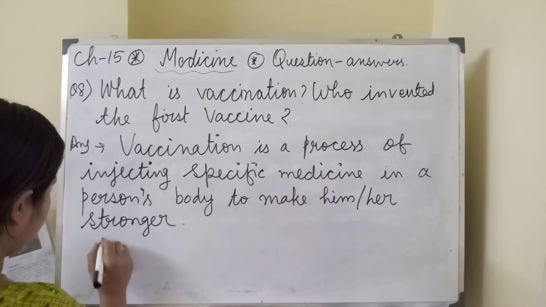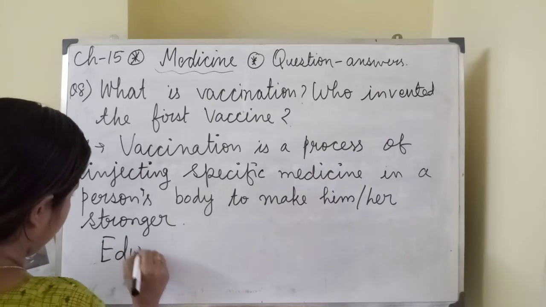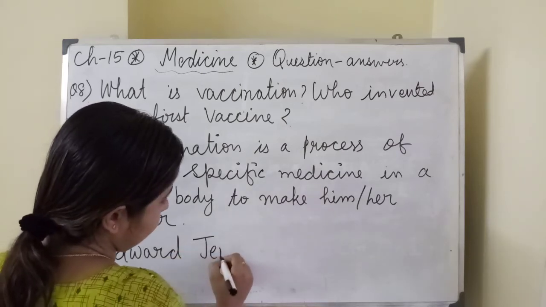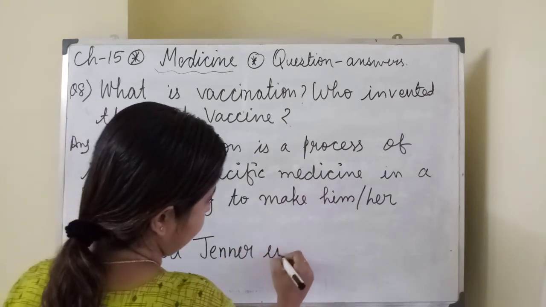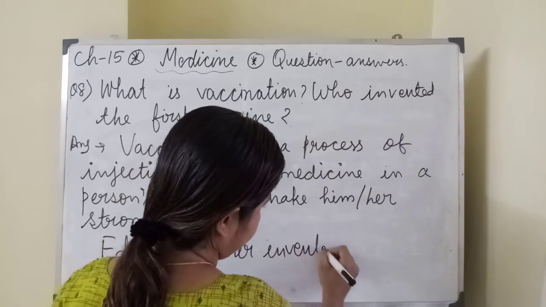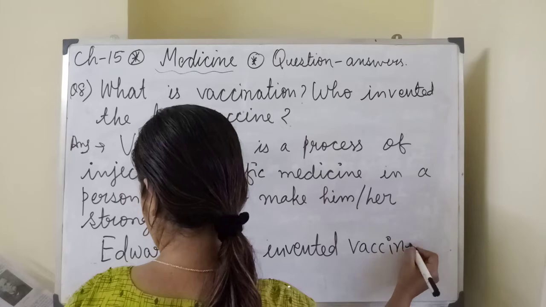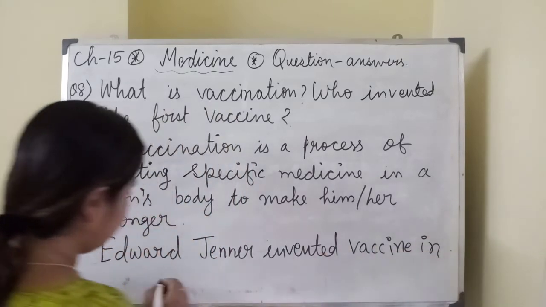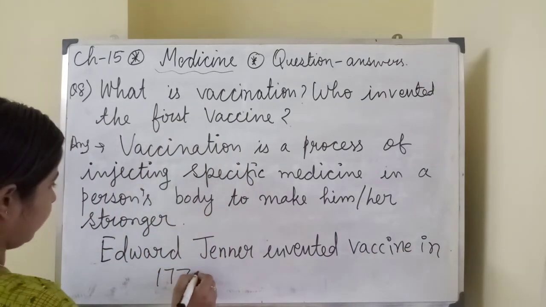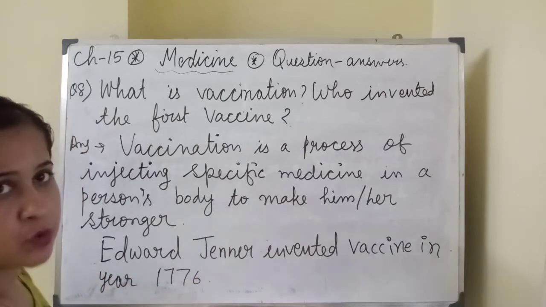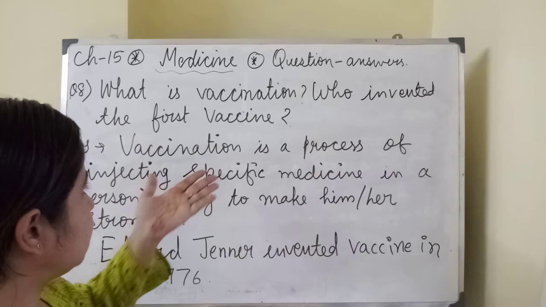And who invented vaccine? Actually, Edward Jenner invented vaccine in the year 1776. Okay, so let me discuss this answer of this question.